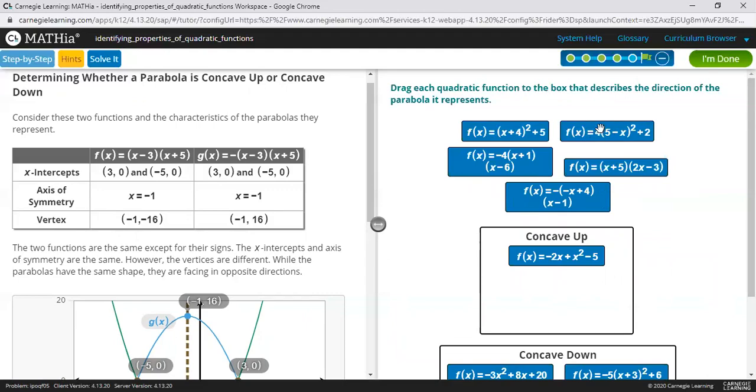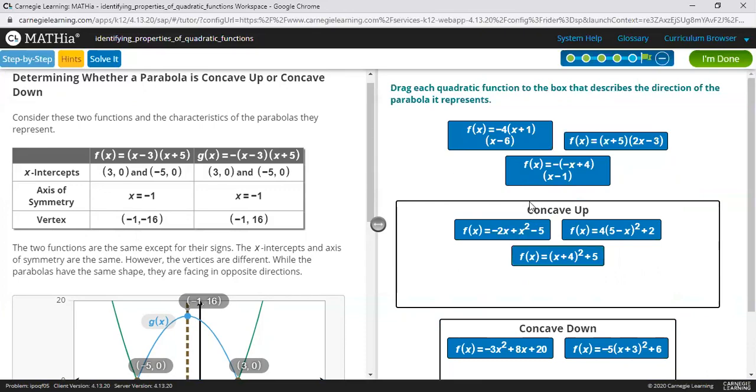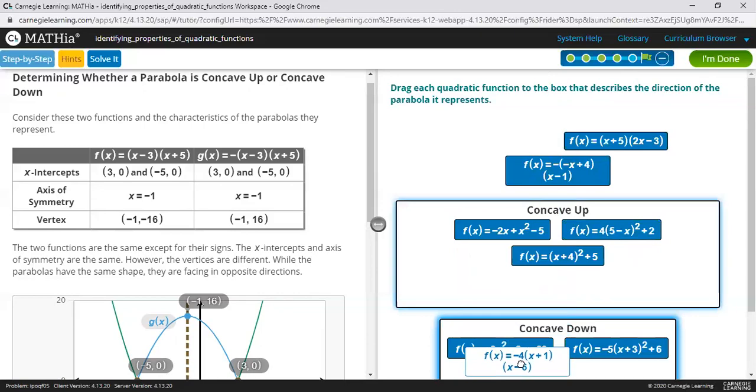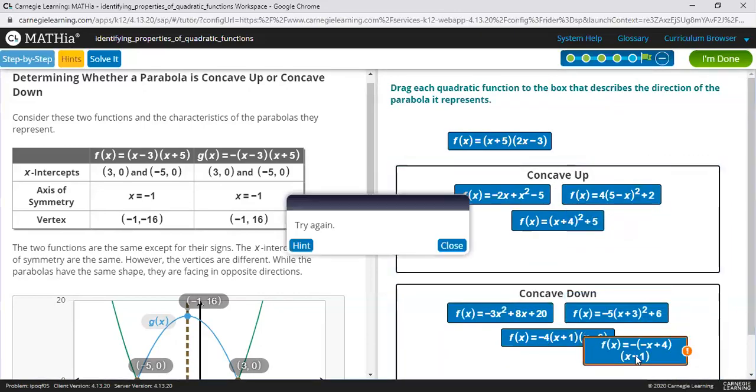Here I have an A value of 4, concave up. And here there's no A value, so my A value is actually 1, and that's a positive 1. So that's concave up. Then lastly, I'm left with 3 equations in factored form. You can nicely see the A value right here, that's negative, so that's going to be concave down. This one's also negative, concave down.